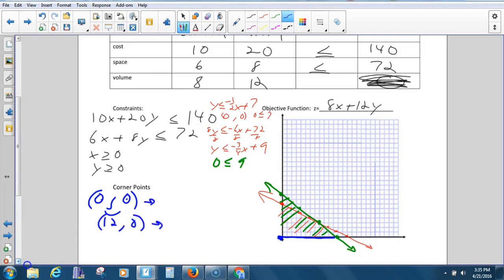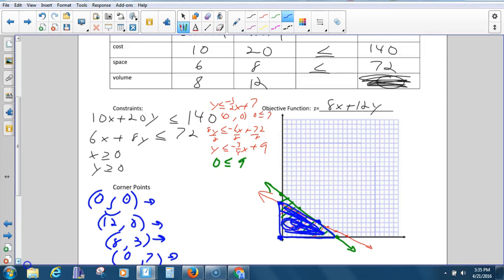And then I'm going to come up here to that point right here, which looks like 1, 2, 3, 4, 5, 6, 7, 8, and 1, 2, 3. 8, 3. And then I ride out to here at my 0, 7. Come back down. There is my feasible region.